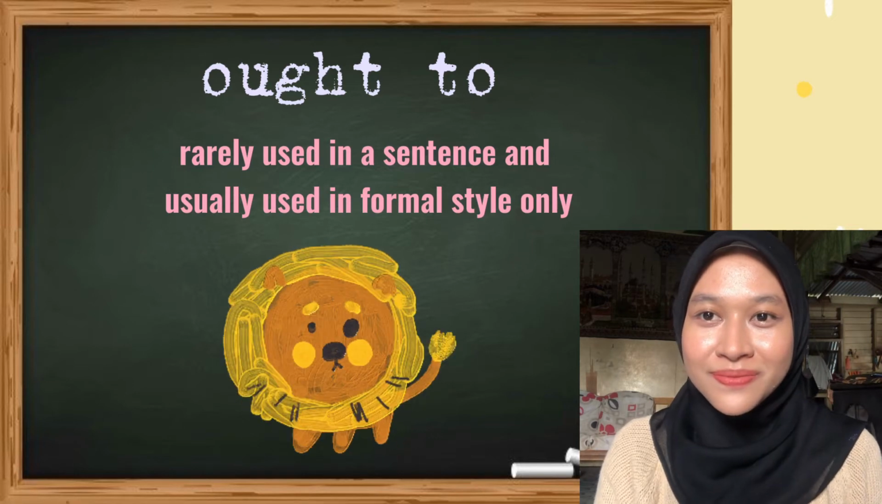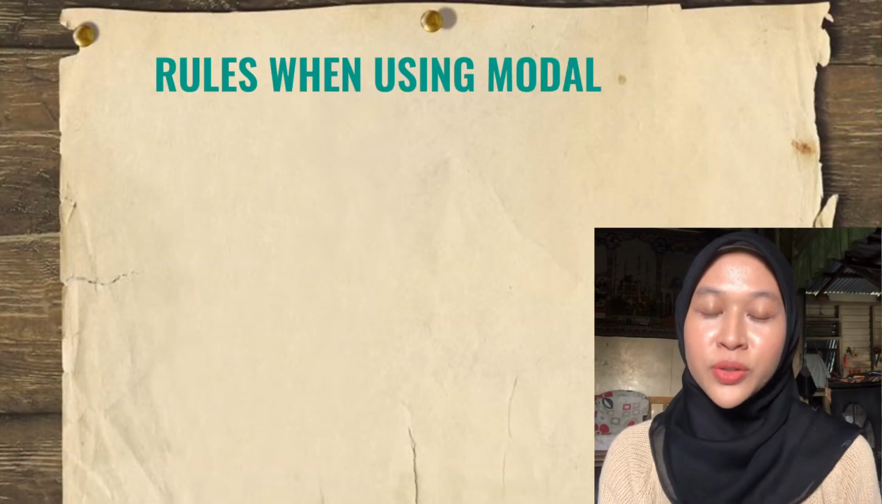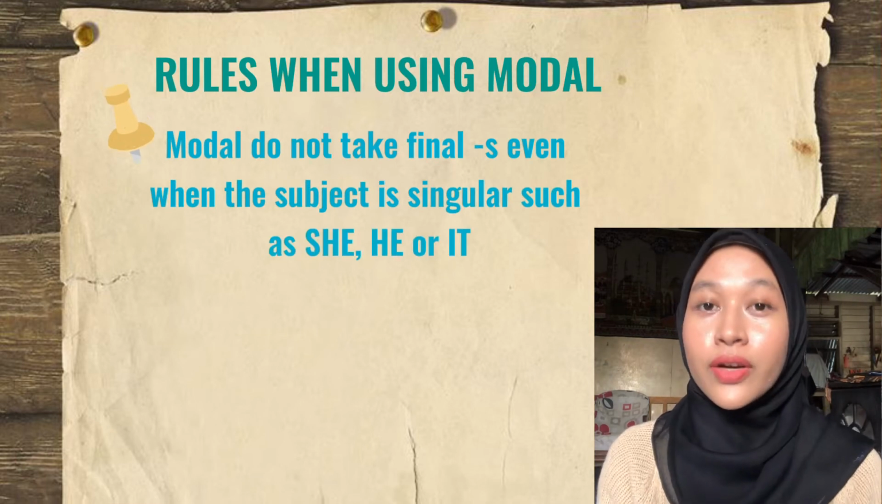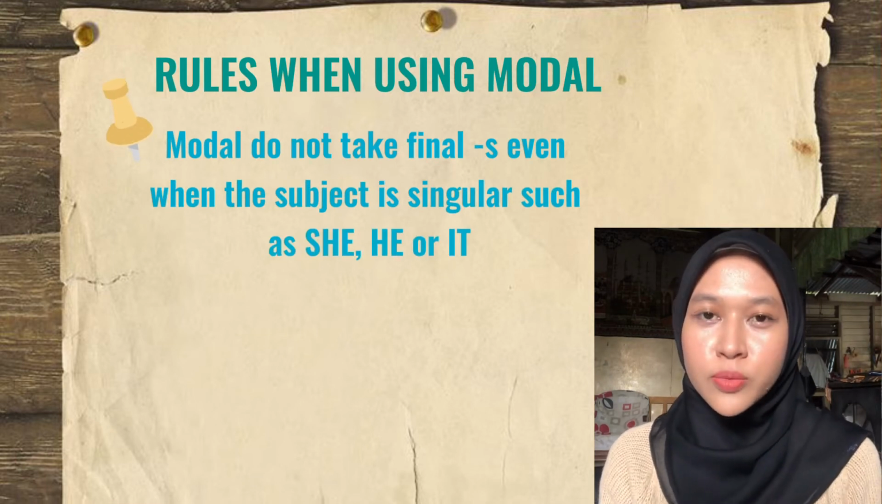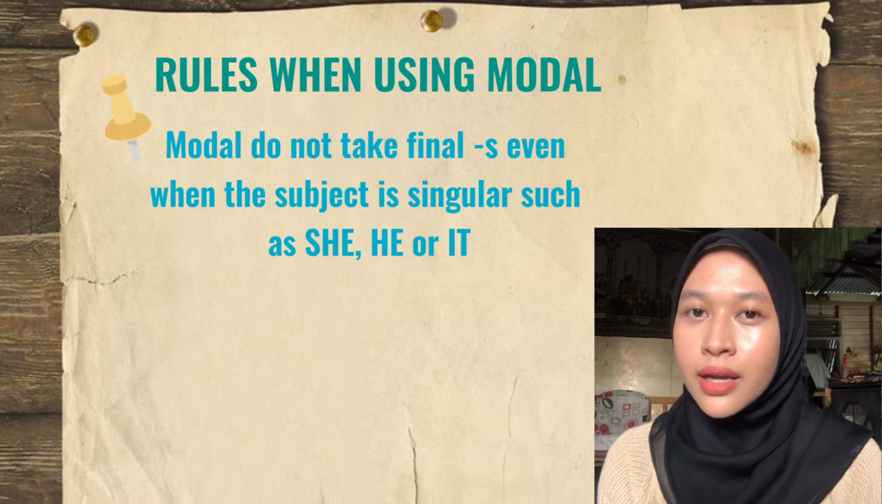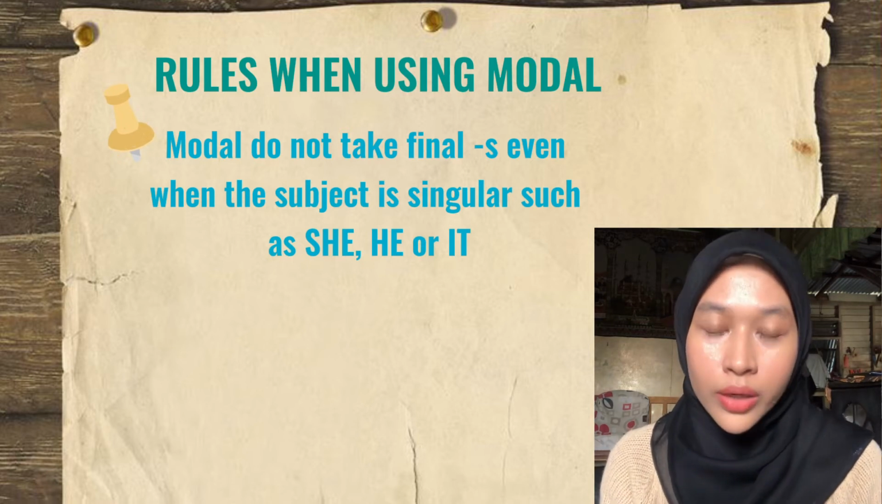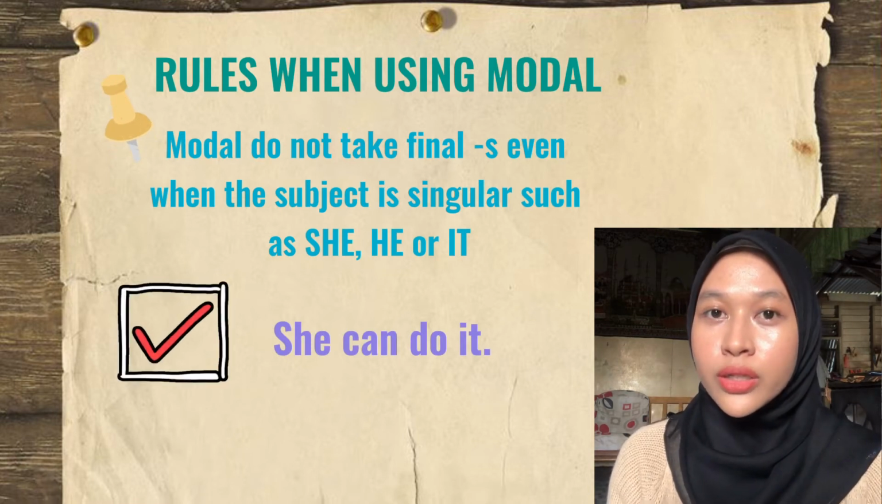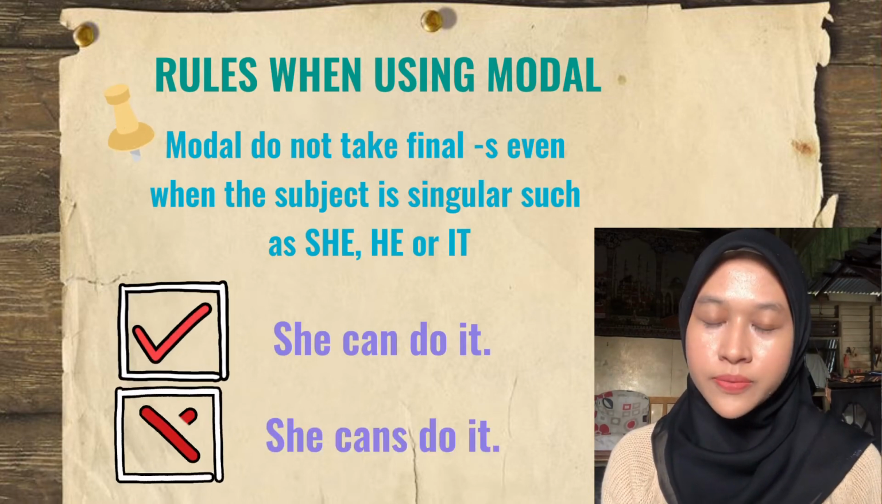As for the rules when using modals: number 1, modals do not take the final S, even when the subject is singular, such as she, he, or it. Example: she can do it, not she cans do it.